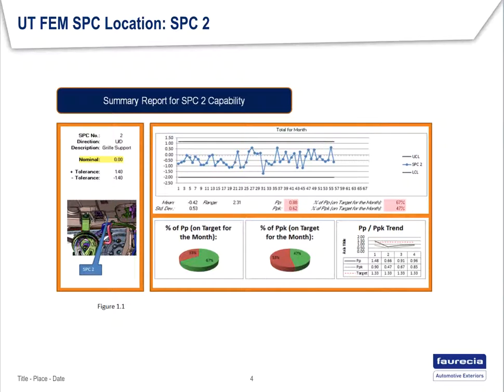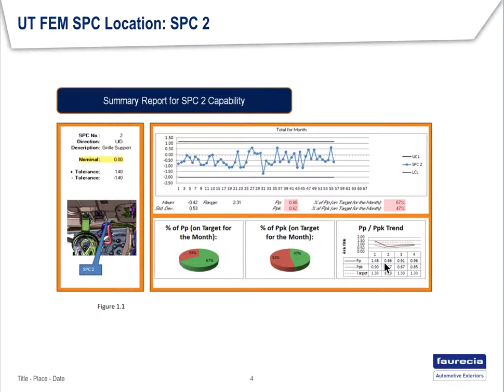So what you see here on the screen is the data collection for SBC2. As you can see, the picture shows where we're taking the point, which is an up-down direction point, and the data, the trend chart, is for the entire month. This is last month, of course. We're showing a PP of 0.88 and a PPK of 0.62. Again, the target is 1.33. And so we are not hitting the target, of course.